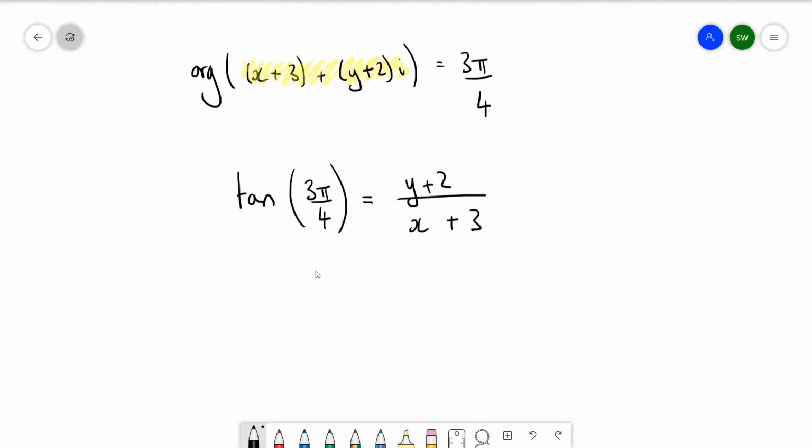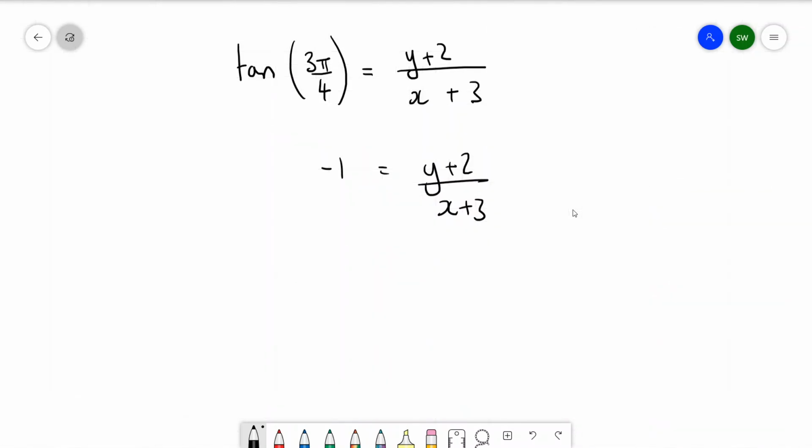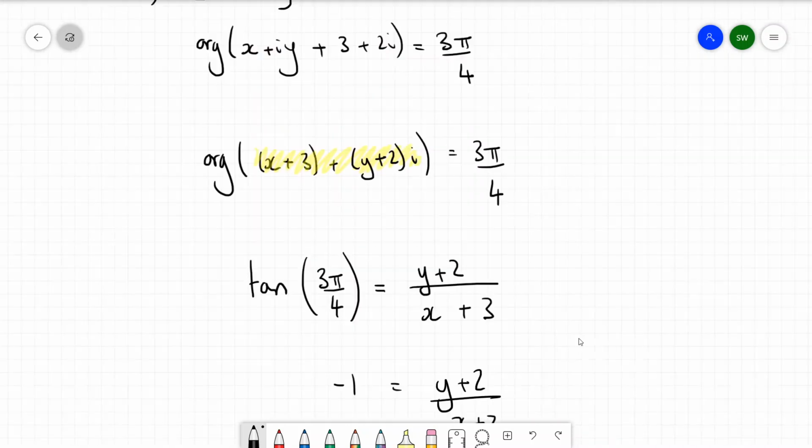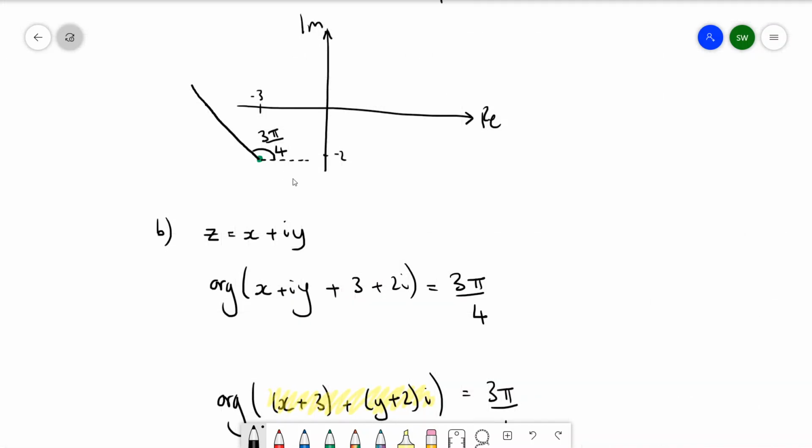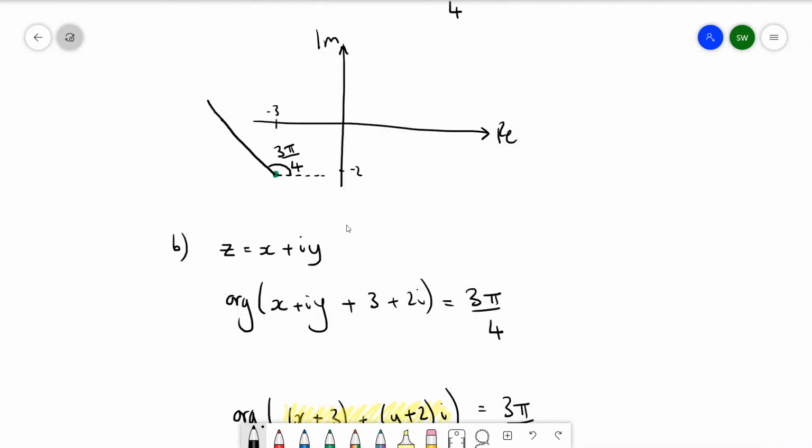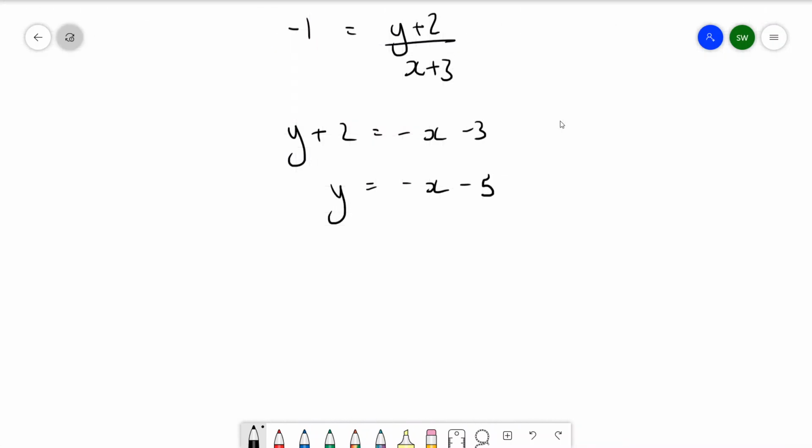Well, tan of 3 pi over 4 is minus 1. So we know that minus 1 is equal to y plus 2 over x plus 3. And we can rearrange that to get y plus 2 equals minus x minus 3, or y equals minus x minus 5. And really, I should have the condition here. We need to show that it's a half line. This is only valid for x values which are to the left of minus 3, because we don't want the line to continue down here like that. So we need to put x is less than minus 3.